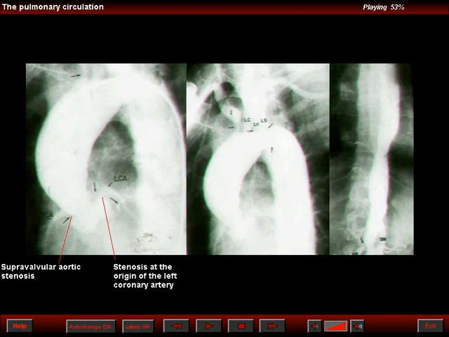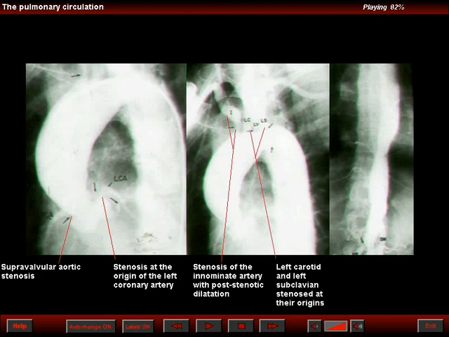The arteries that take off from the arch of the aorta also were involved, like the proximal innominate artery with slight poststenotic dilatation, and there was a severe narrowing of the left common carotid and left subclavian arteries. There was also narrowing of the mid-descending aorta, as seen in the picture to your right.